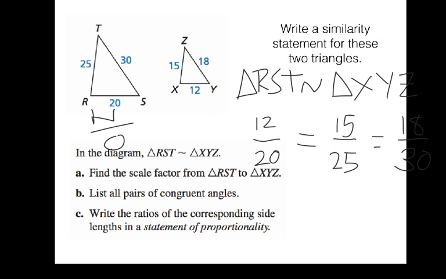If we look here, the difference between 12 and 15 is 3. The difference between 15 and 18 is 3. Down here, the difference between 20 and 25 is 5. And 25 and 30 is 5. This means that our scale factor is going to be 3 over 5.